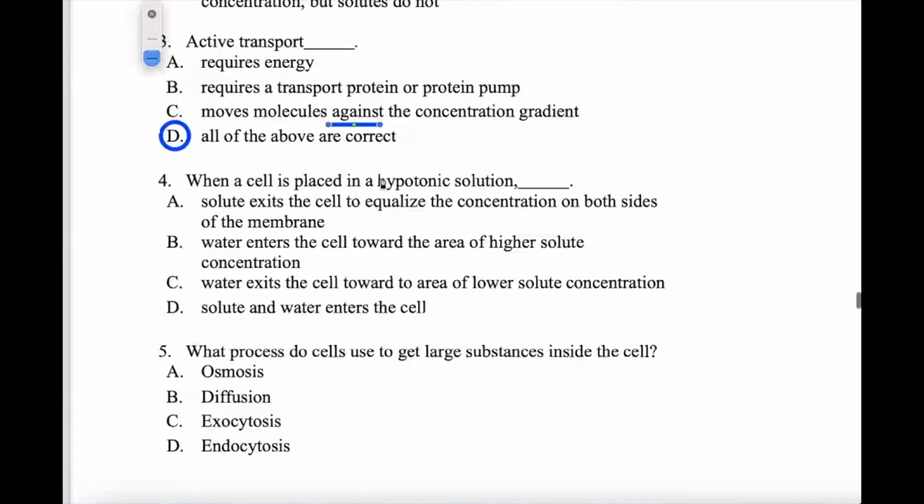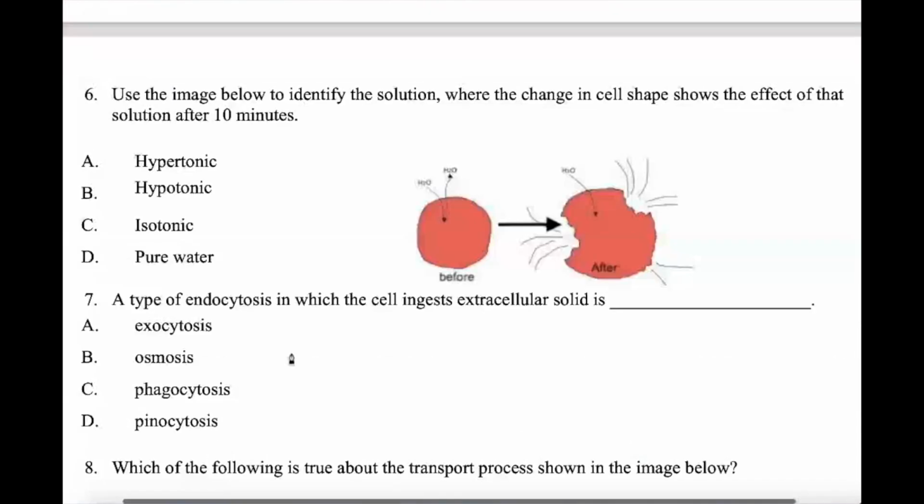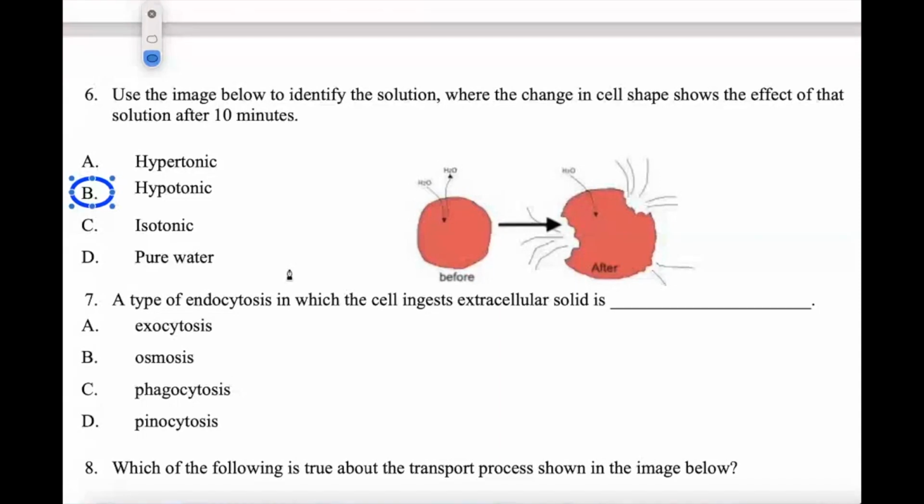When a cell is placed in a hypotonic solution, what will happen to the cell? Water enters the cell toward the area of high solute concentration. Very good. What process do cells use to get large substances into the cell? Endocytosis. Very good. Endo means go inside the cell. Water is going in. Hypotonic. Excellent, because it's getting bigger.